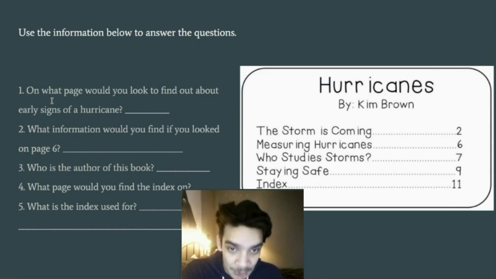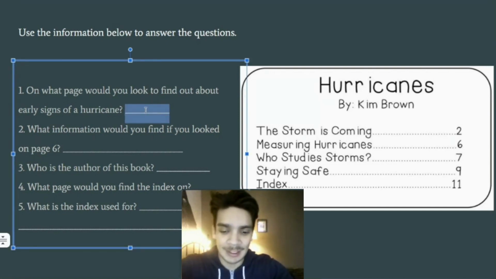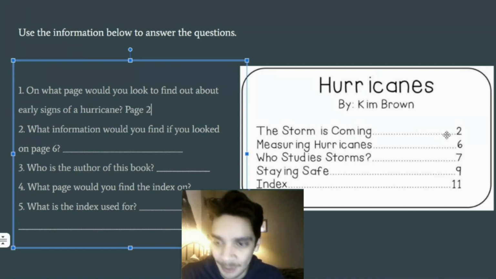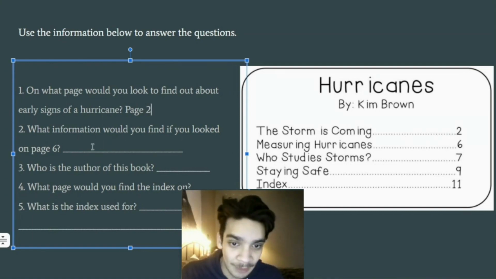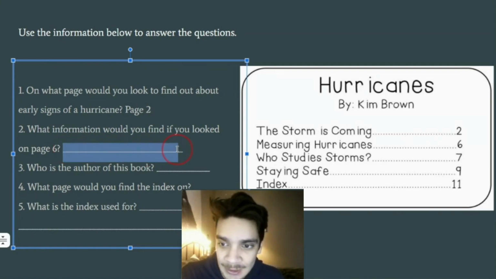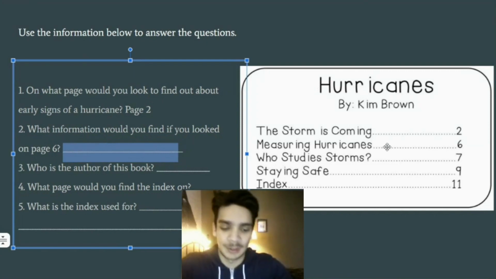On what page would you look to find out about early signs of a hurricane? Early signs of a hurricane. The storm is coming, measuring. Measuring, no, but the storm is coming. That sounds like early signs of a hurricane, and that's on page 2. We follow that along. What information would you find if you looked on page 6? Measuring hurricanes.